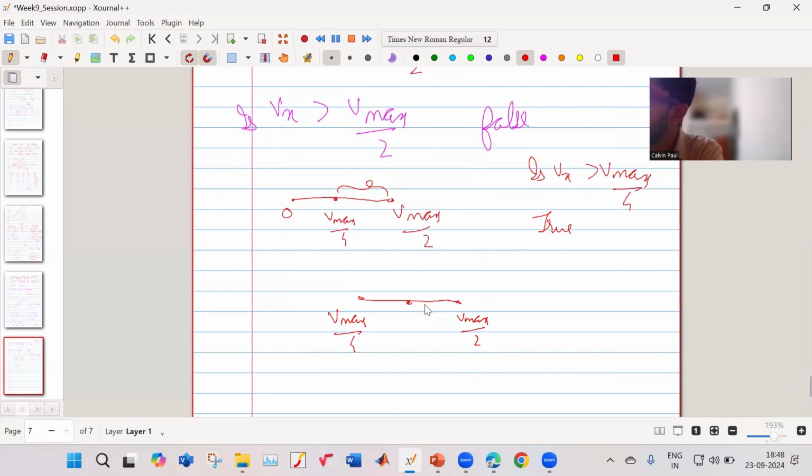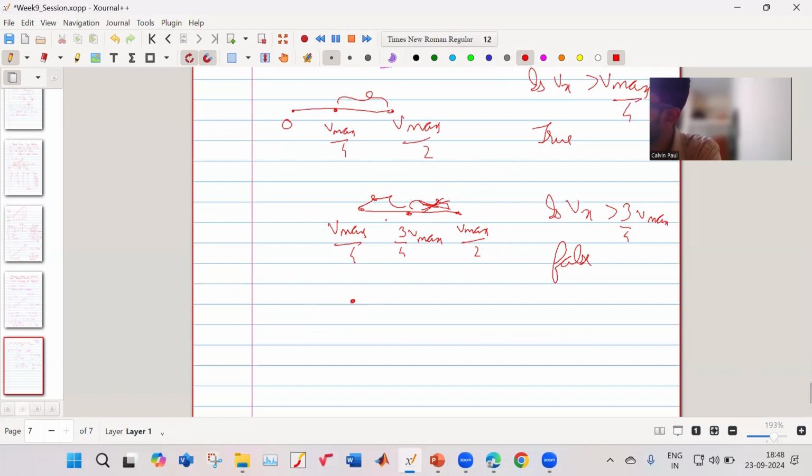Then I'll consider the midpoint of that, that is 3 by 4 Vmax. Then I will check, is my voltage Vx greater than 3 by 4 Vmax? And if it comes out to be false, that means it is not in this range, it is actually in this range, right? So now I have to focus on Vmax by 4 and 3 by 4 Vmax.